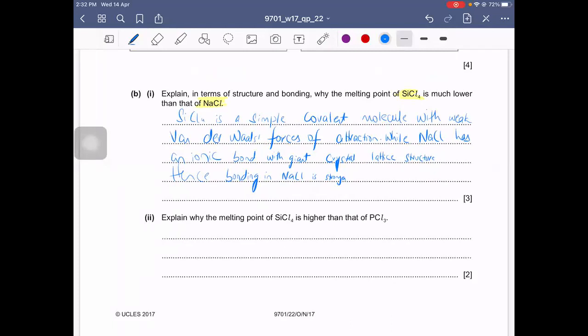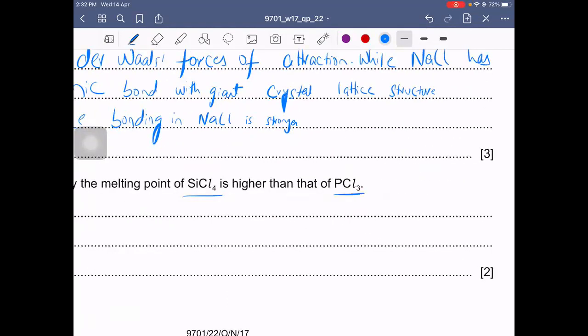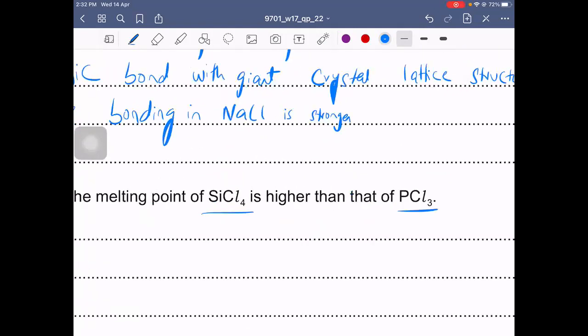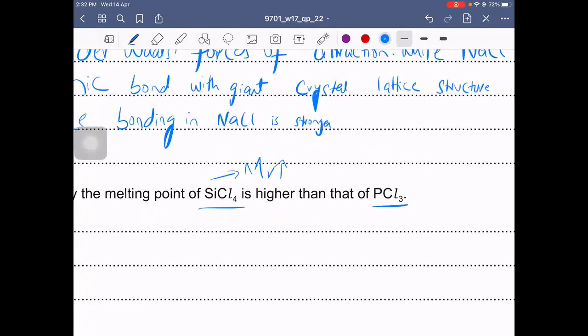Moving forward, they ask you to explain why the melting point of SiCl4 is higher than that of PCl3. Remember, SiCl4 is a non-metal bonded to a non-metal, whereas PCl3 is also a non-metal bonded to a non-metal. You need to understand that SiCl4 will have a greater Mr, because of which it will have more electrons, and more electrons would mean more temporary induced dipole-dipole forces.